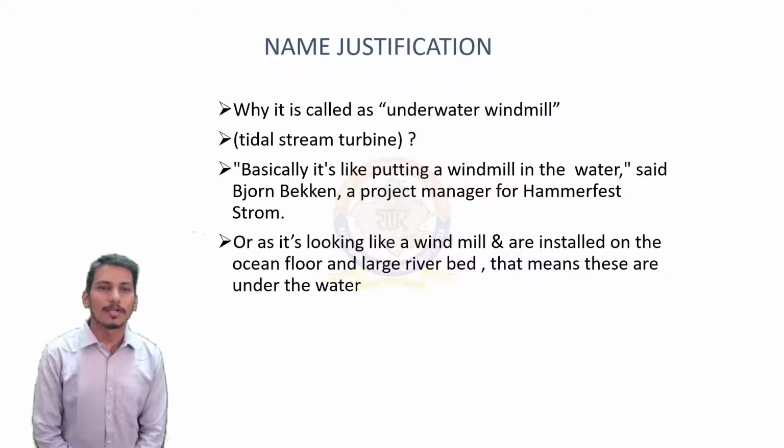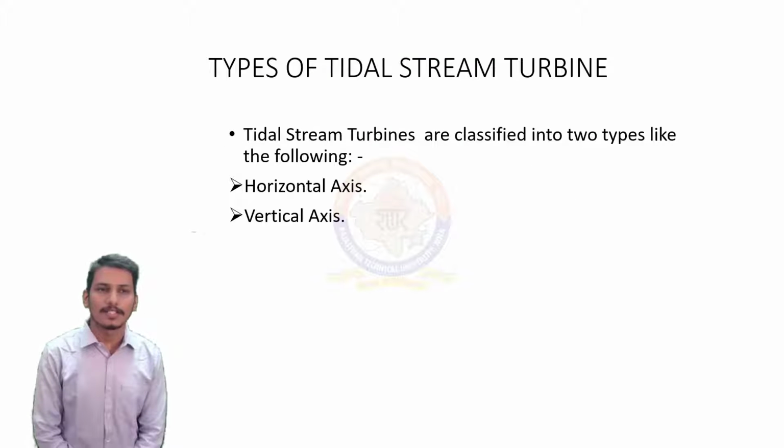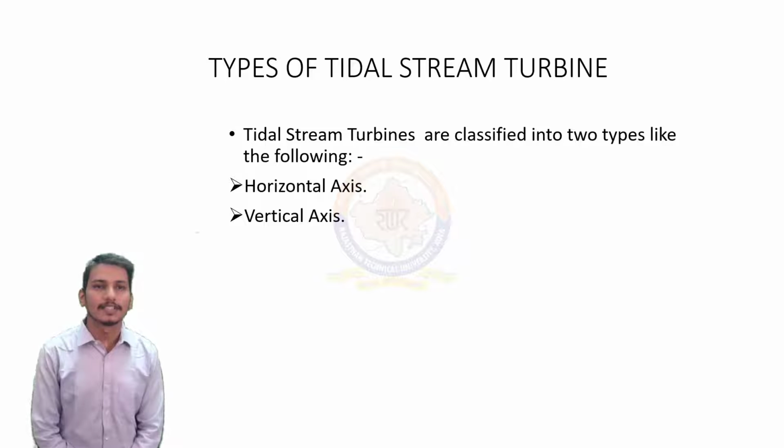Now, why is it called an underwater windmill and what is the origin of its name? Basically, it is like putting a windmill in the water, said John Bekin, a project manager for Hammerfest Strom. It looks like a windmill installed on the ocean floor or a large river bed, which means these are under the water. Now let us look at the types of tidal steam turbine: horizontal axis tidal steam turbine and vertical axis tidal steam turbine. Let's discuss these types briefly in the upcoming slides.